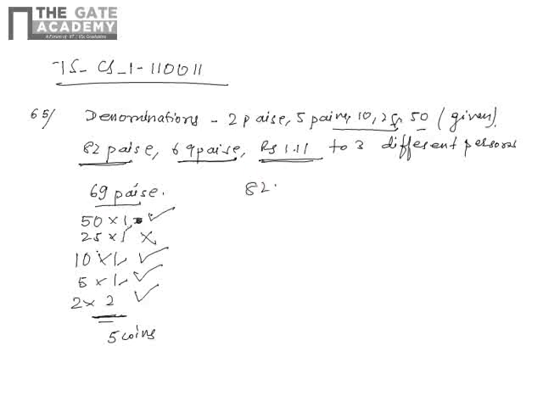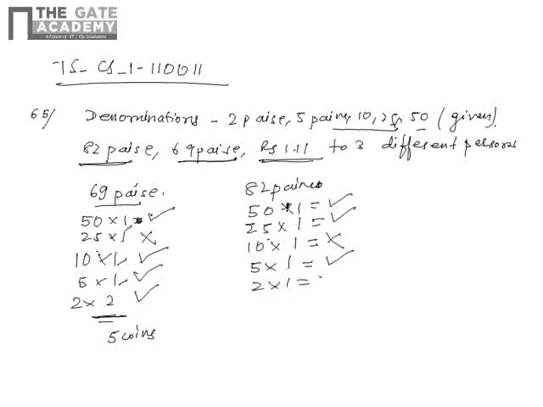Now for 82 paise we will see the same thing. 50 we can take, fine, one 50 paise coin. Now 25, it will be 75, so this can be taken. Now 10 into 1, how much will it be? It will be 85, so this cannot be taken. Then 5 into 1, it was 75, so 80, it can be taken. Now 2, it will be 82, so this can be taken. So total how many coins? 4 coins. Now we have rupee 1.11.